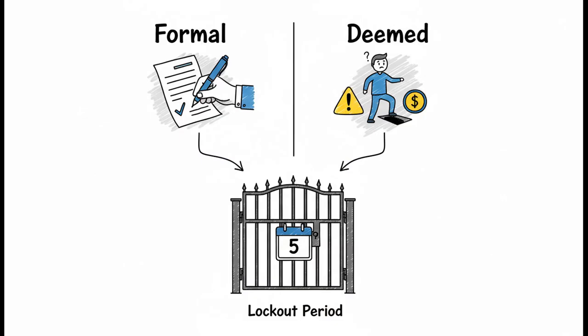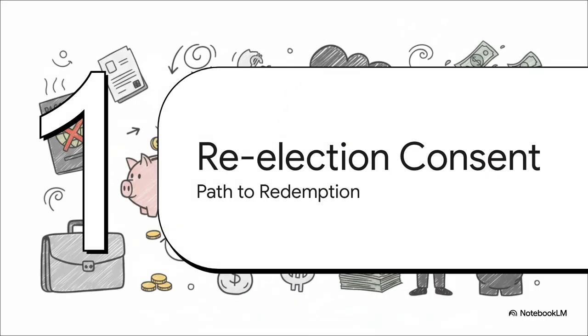This comparison just lays it all out, doesn't it? On the left, you've got the formal, intentional act. You're telling the IRS what you're doing. On the right, you've got the unintentional one. But here's the bottom line. Whether you tell the IRS you're revoking with a written statement or your actions on your tax return tell them for you, the result is absolutely identical. The 5-year lockout begins.